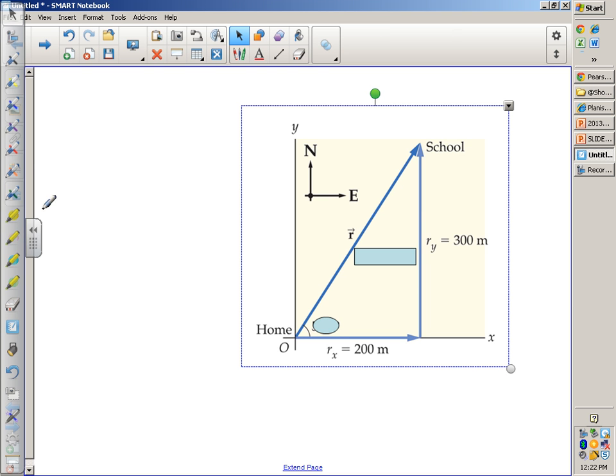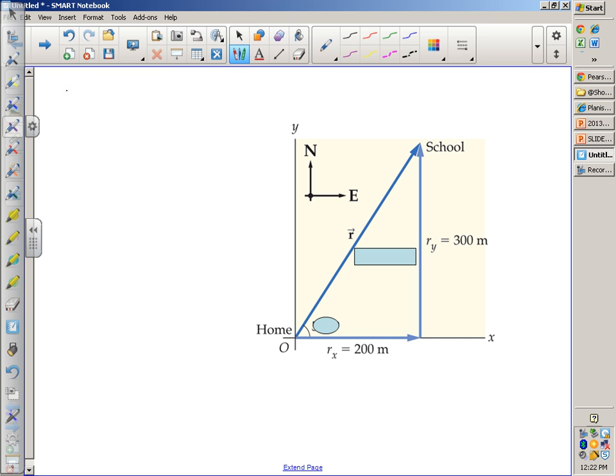What's your distance traveled for your trip from home to school? 500. Your distance traveled is 500 meters, right? Does that make sense? But is that your displacement? No. This value is represented by this vector, which I'm going to call r and make it purple. Probably the square root of 1,300.